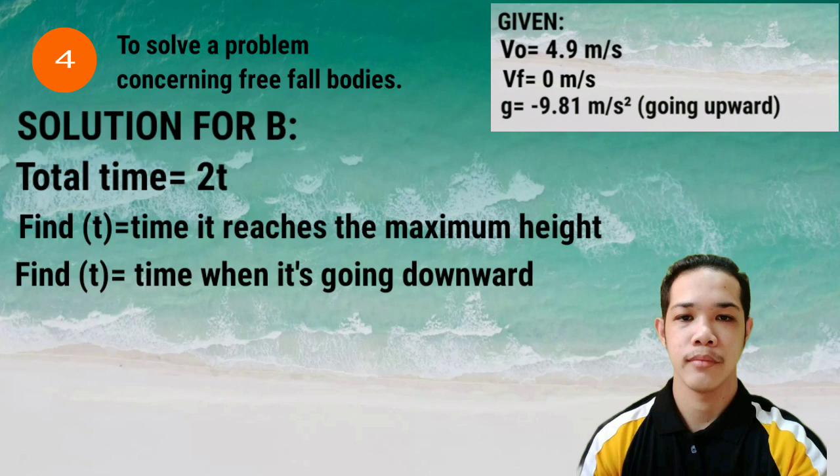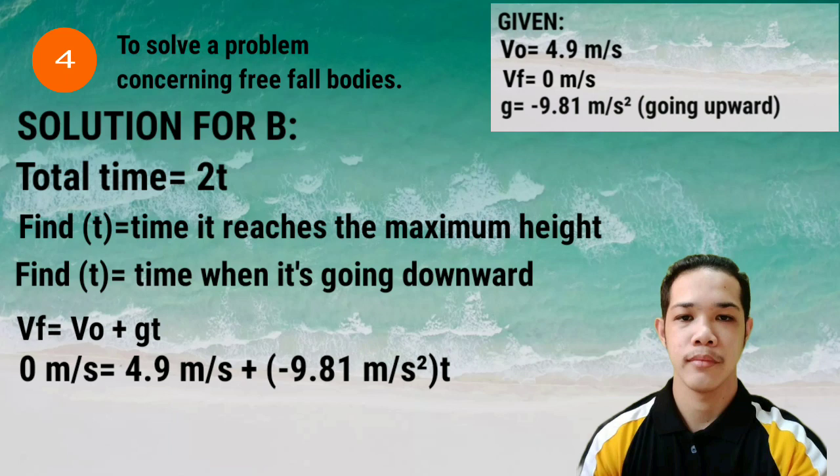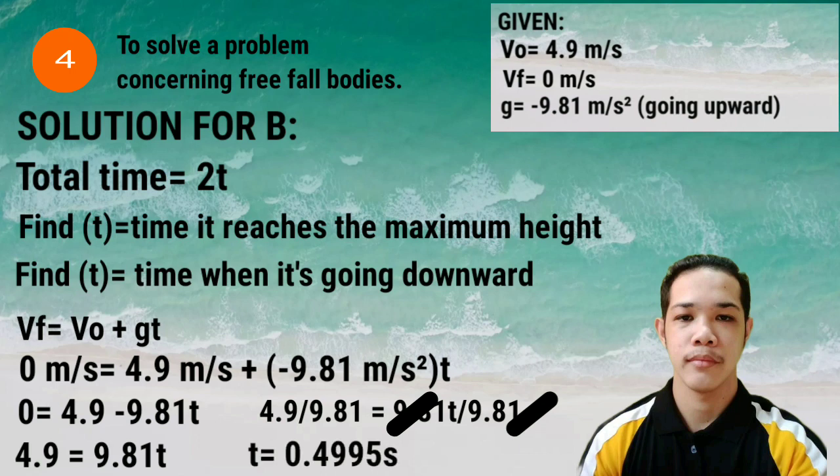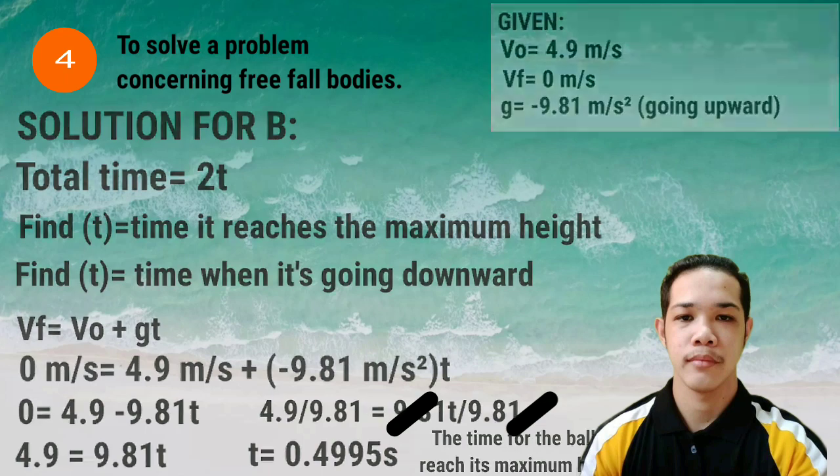We're going to use the formula v is equal to v sub i plus gt. Substitute the given values. 0 meters per second is equal to 4.9 meters per second minus 9.81 multiplied by t. Using your calculator, directly input it, and by shift solve, the value of t is equal to 0.4995 seconds, which is the time when the ball reaches its maximum height.